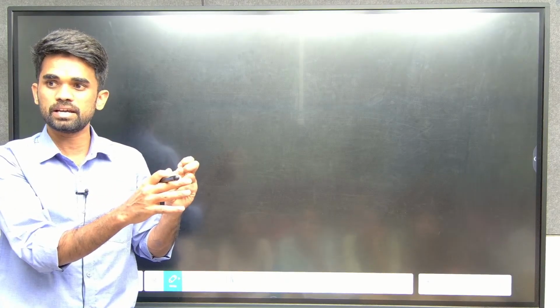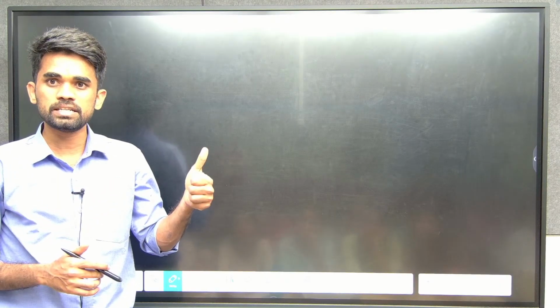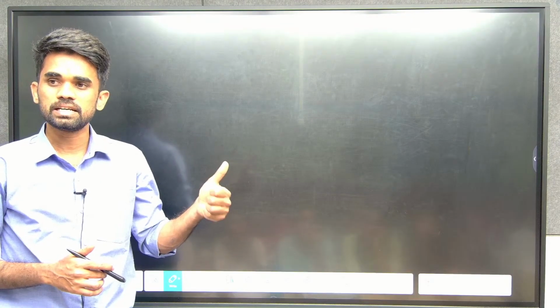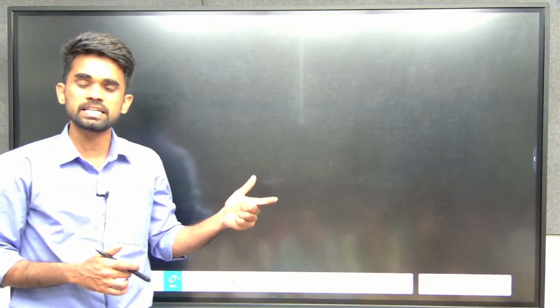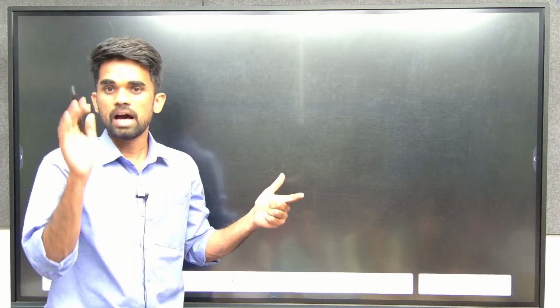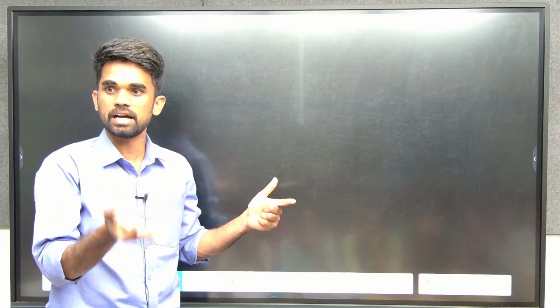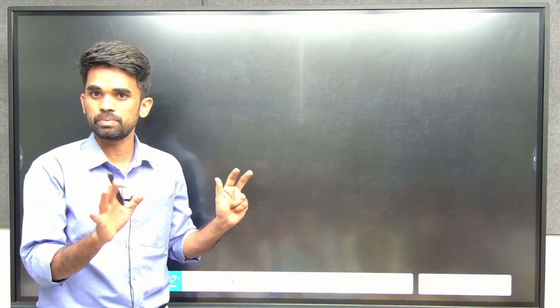What are the chapters there? Haloalkanes, haloarenes, alcohols, phenols, ethers, aldehydes, ketones, carboxylic acids. Next, amines, like nitrogen containing compounds. Okay, these are the topics to be discussed here.